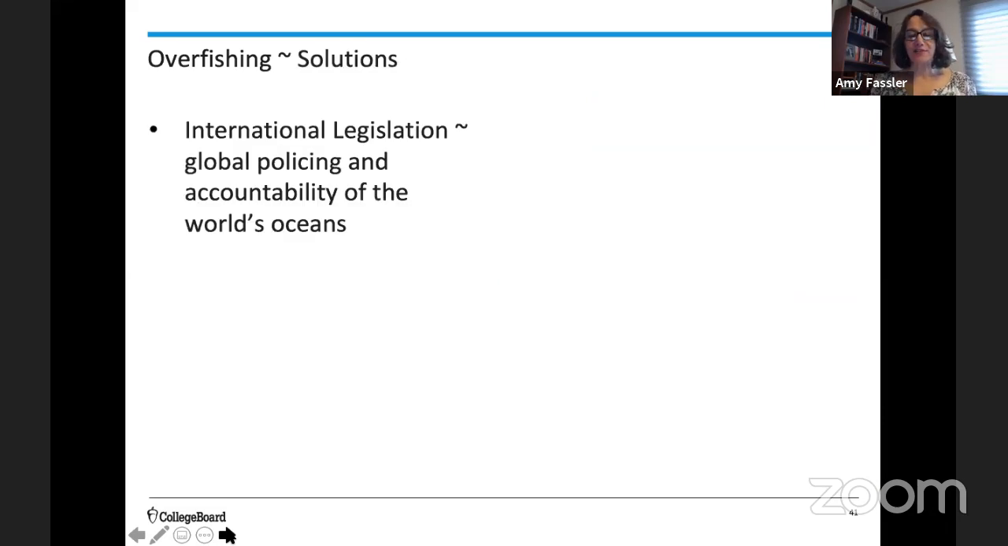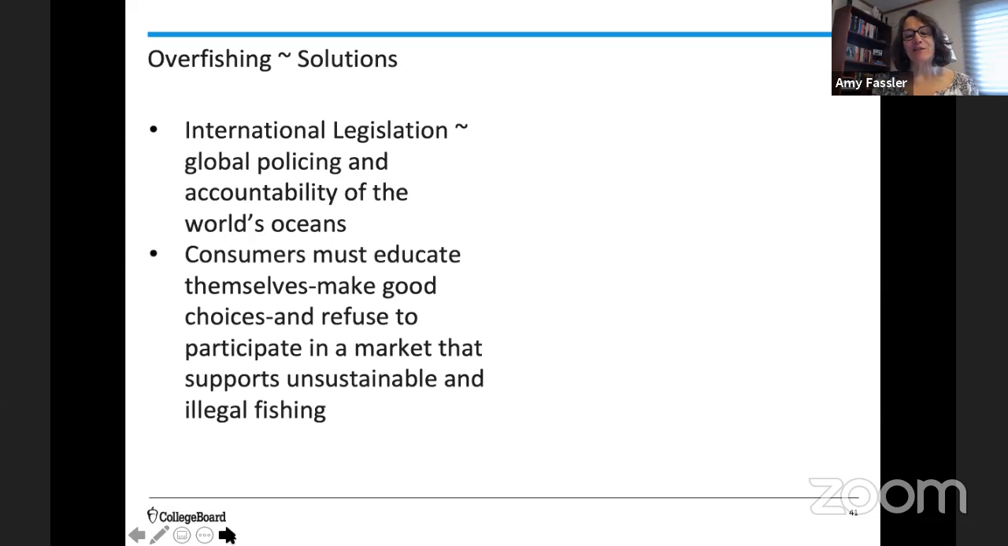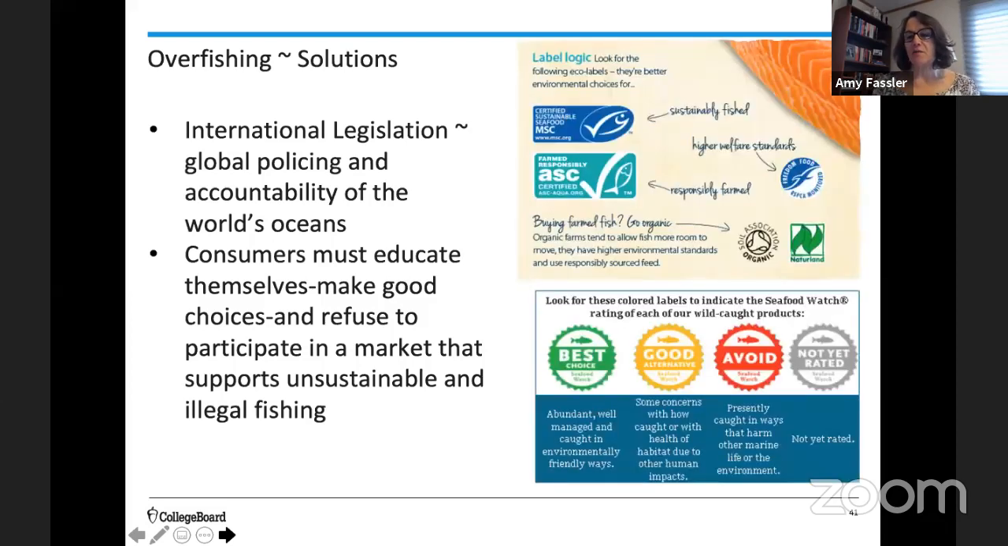Some of the solutions, again, they sound kind of easy. We need international legislation and international enforcement and accountability. But just like with forest products, I can make really smart choices as a consumer. And I like this because this is something that you can do directly or even try to influence your parents to make some sustainable choices.